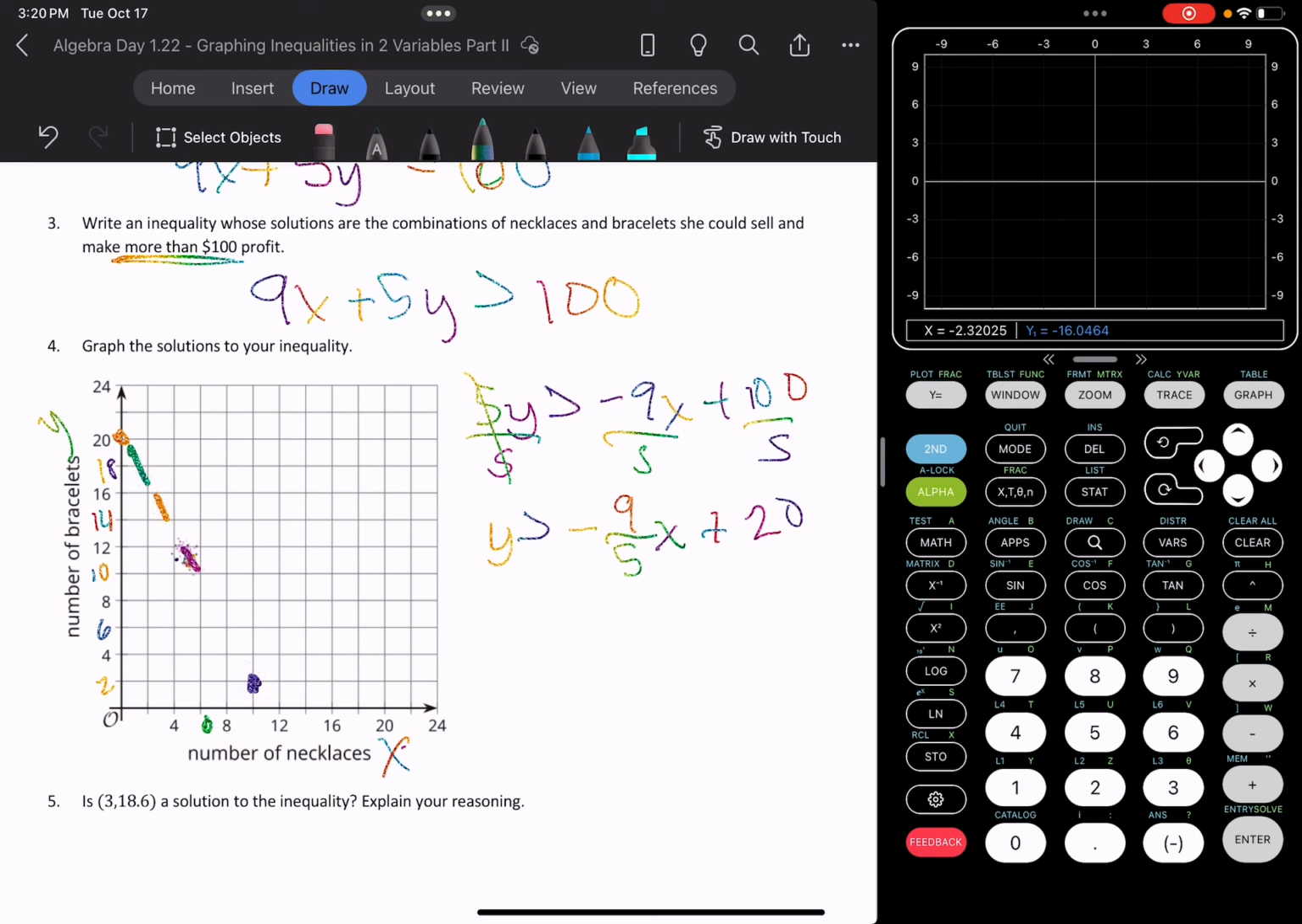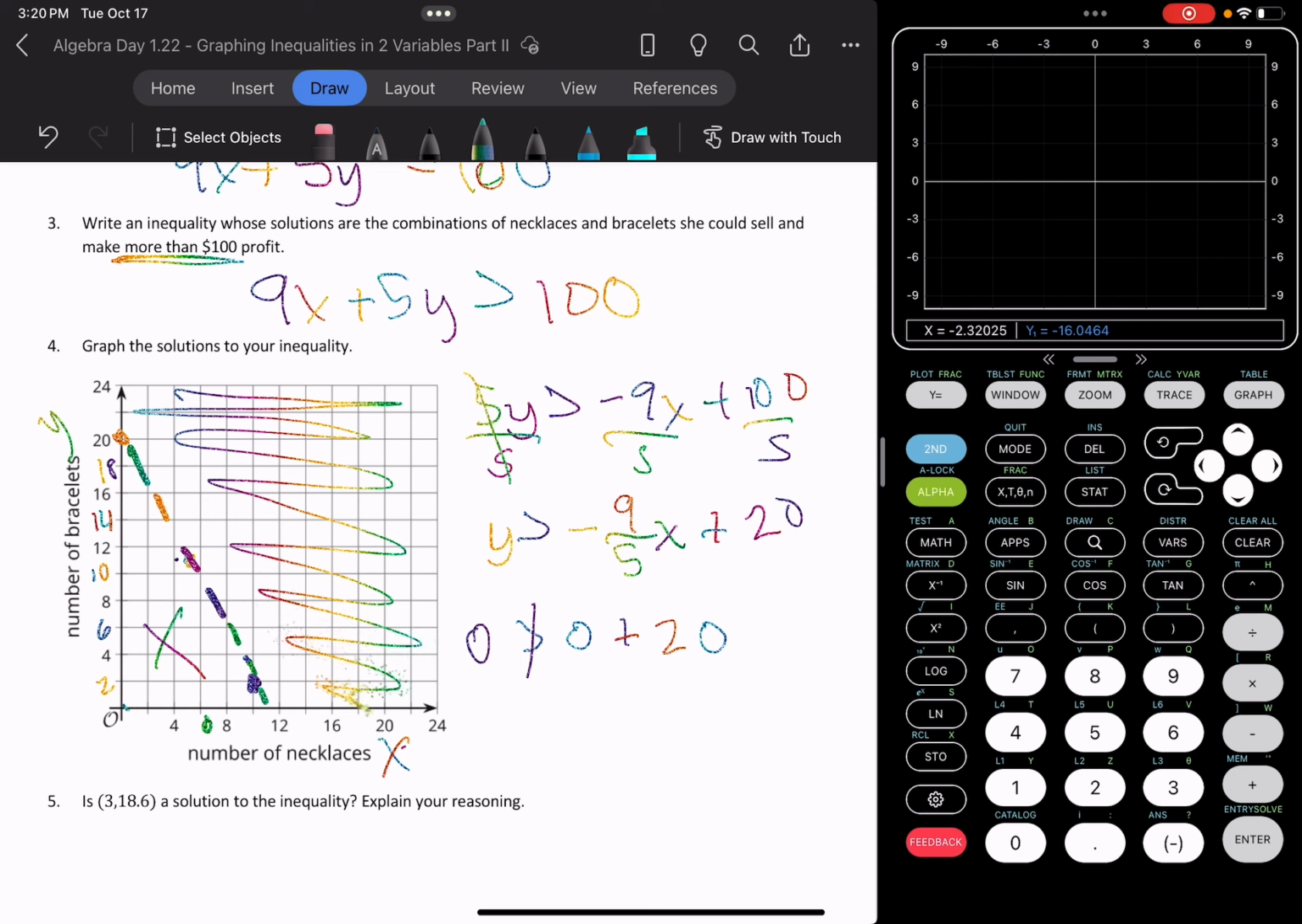Now this is going to be a dotted line because it is greater than, not greater than or equal to, and then we need to test a point to see what would work here. So when we're testing a point, we want to see when she's going to make greater than $100 profit. If we test 0, 0, we'll get 0 is greater than 0 plus 20. That is not true, right? So that side does not work. The side that does work is this side right here.